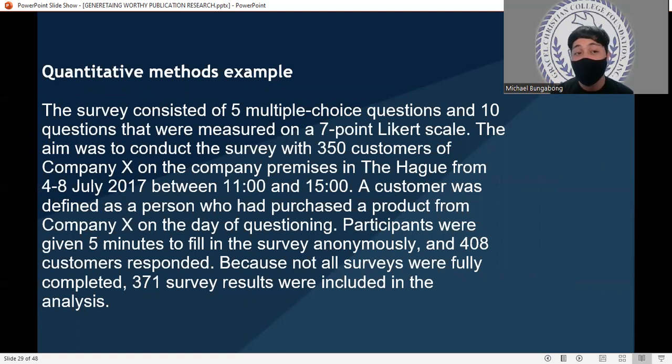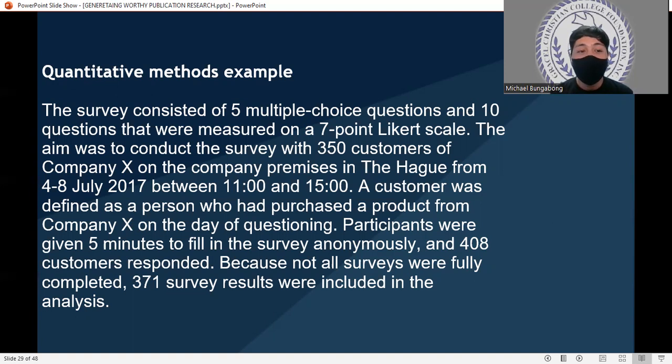So give me that number. Since we're talking about quantitative methods, it should be done properly and explained by the methods and techniques that you use, from gathering data up to interpreting your data and so on. So now, we have 350 customers from company X, on the company premises, from 4 to 8 of July 2017, around 11 in the morning to 3 p.m.